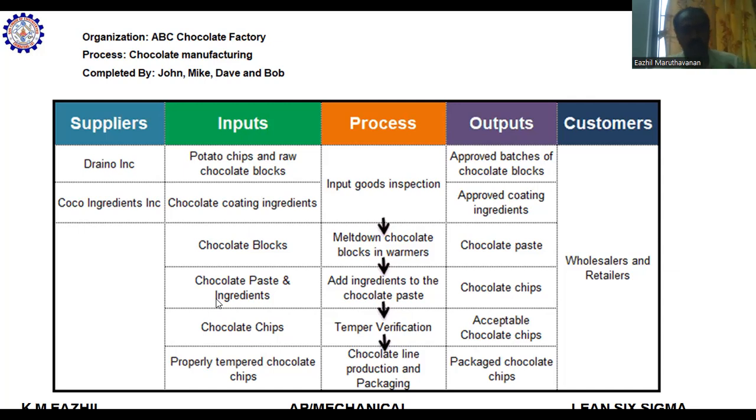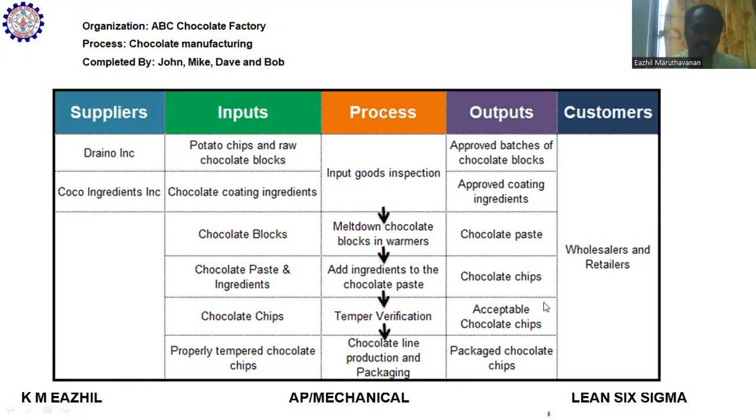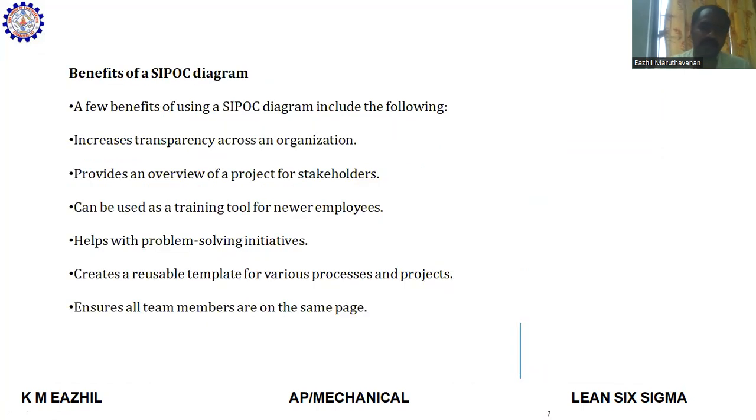For this entire process, we have to validate the diagram with the relevant stakeholders within the organization and also outside of the organization. If the diagram is correct, then we can implement this process and get an effective output or outcome. Thank you.